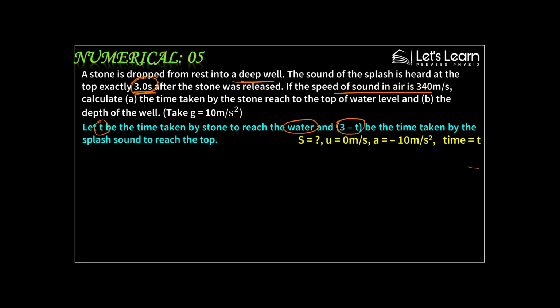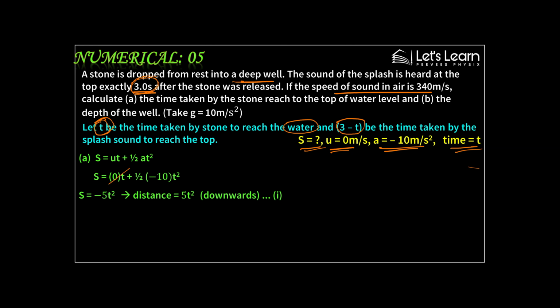We are looking for the distance traveled by the stone. u is given 0. a, since it is falling under gravity, is minus 10 meter per second square. And time taken, we assumed as t for the stone. Which equation are we going to use? s equals ut plus half at square. Plugging the numbers, we don't know s. Starting speed is 0, so this becomes 0. Half times minus 10 times t square gives you s as minus 5t square. Minus shows it's moving downwards. So total distance traveled by the stone is 5t square.